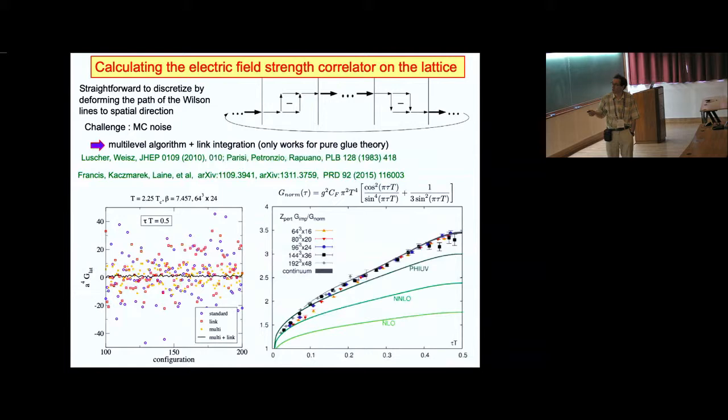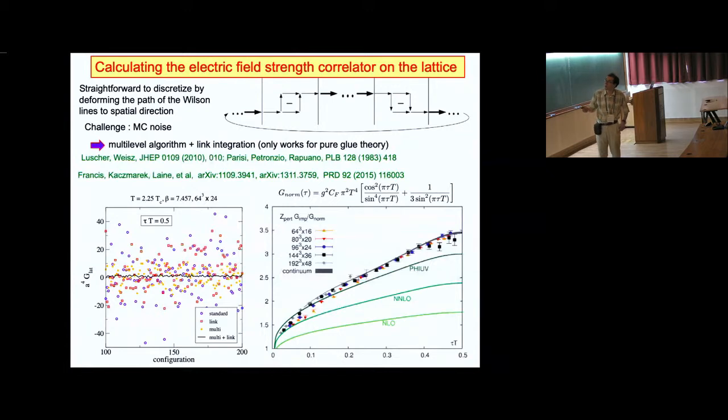So if you impose the multi-level algorithm, you go from the blue points to the orange ones. If you do link integration, it also reduces the noise, though to a lesser extent. And if you combine the two, then instead of these huge fluctuations, you get this black line, where the fluctuation is much reduced. So with this, you could calculate this correlation function in a reasonable amount of time.